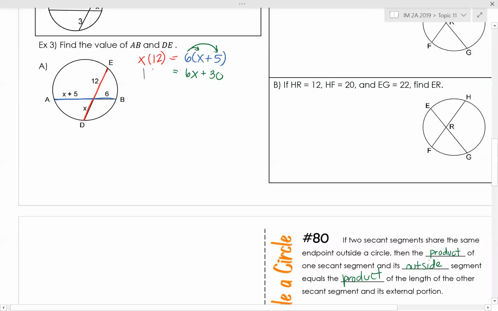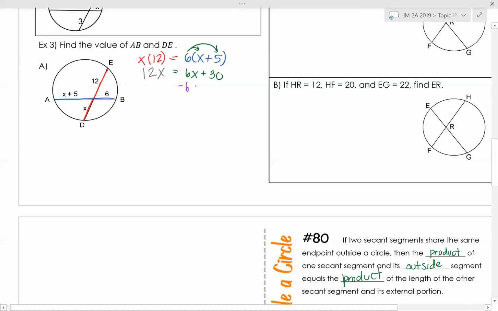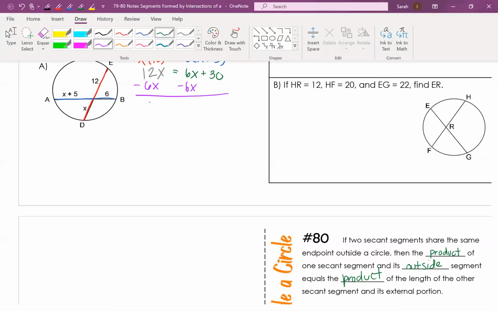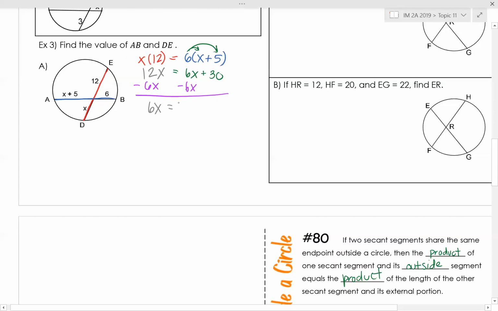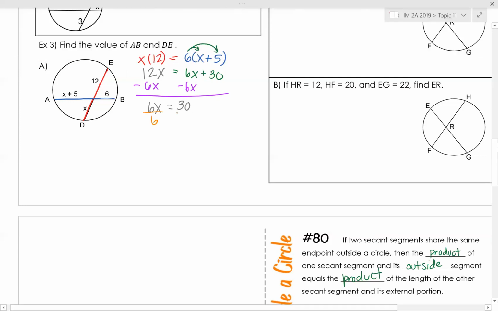So if I have that 12X is equal to 6X plus 30, I want to get all the X's to one side. Since the left already only has X, we should subtract 6X from both sides. Doing so gives us the equation 6X equals 30. And then dividing both sides by 6 gives us a value of X equals 5.